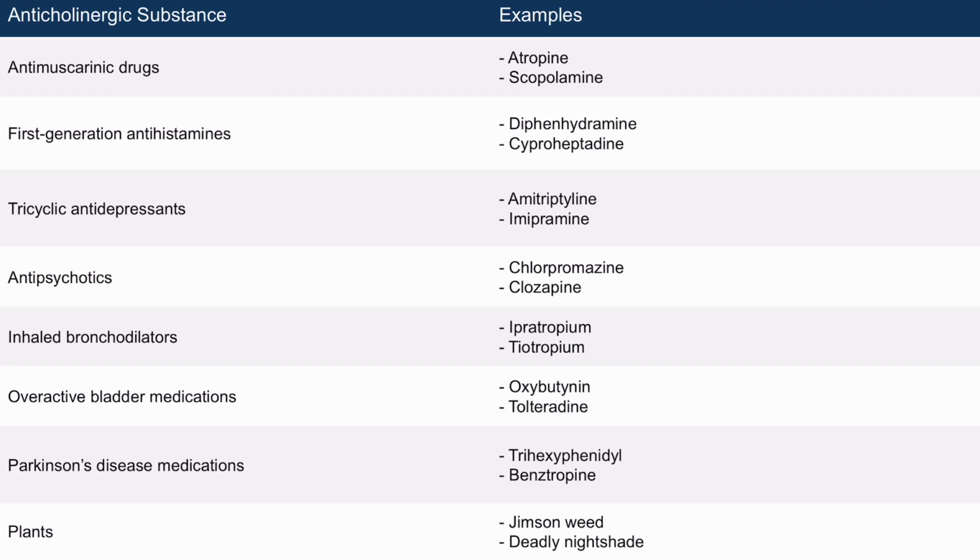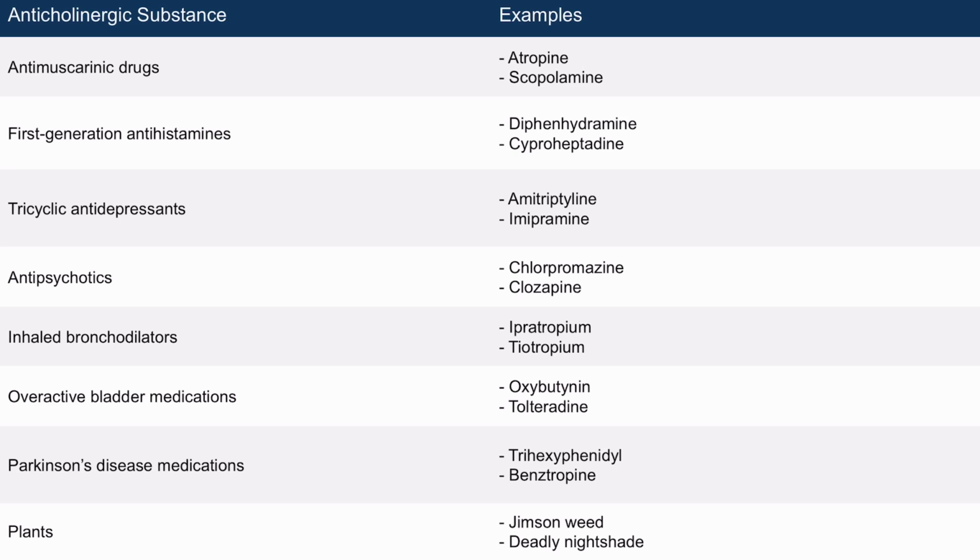Additionally, first-generation antihistamines such as diphenhydramine and cyproheptadine are very common substances that can cause anticholinergic toxicity. Another class of drugs that has been well described as having anticholinergic effects is tricyclic antidepressants. This is one of the many reasons why this class of antidepressants is not commonly used to treat depression. Some examples of tricyclic antidepressants are amitriptyline and imipramine.